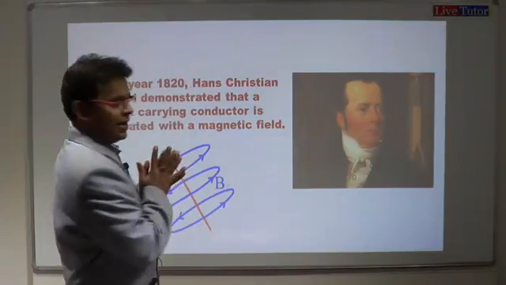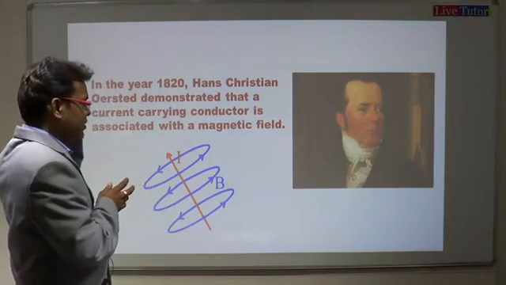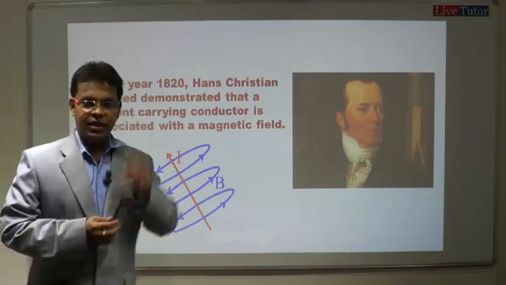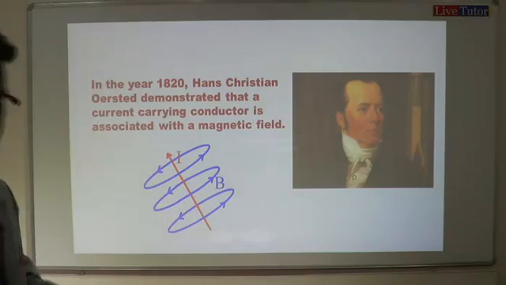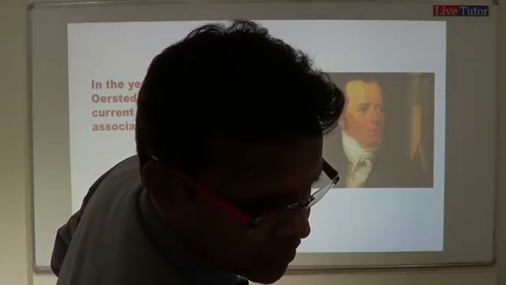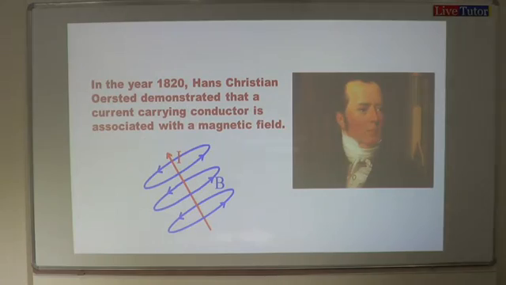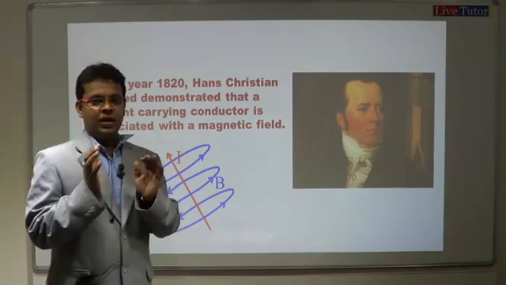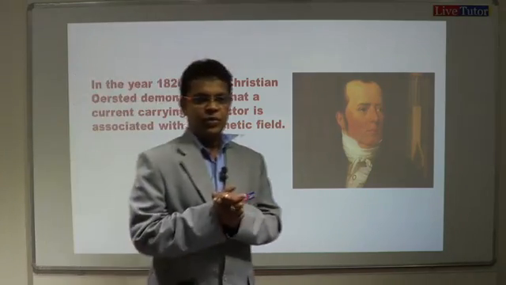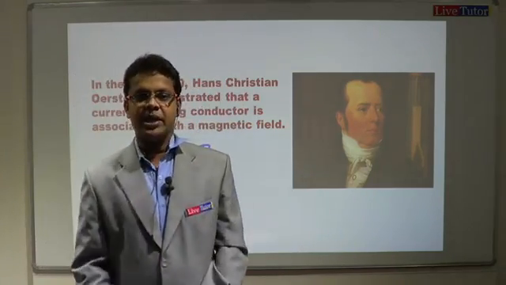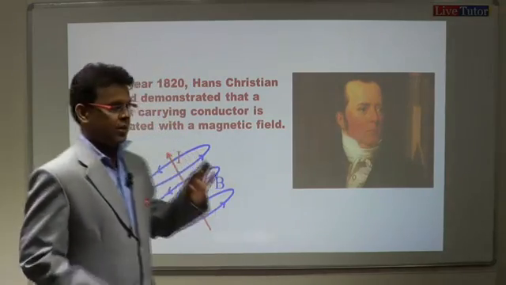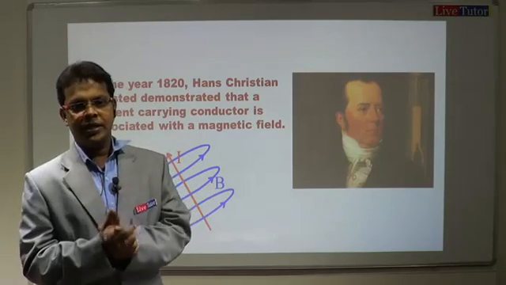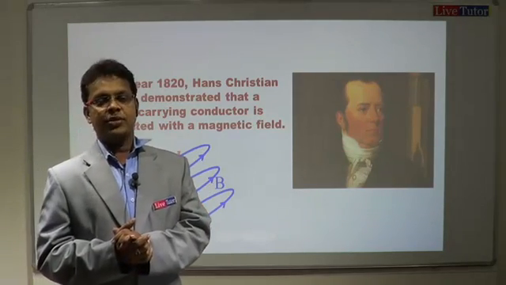So this is just an introduction only. We know that in the year 1820, it was Hans Christian Oersted who was instrumental in finding out the relationship if a current carrying conductor is placed in the magnetic field. He was the first person to demonstrate it. Though he found that idea, he only demonstrated how the current carrying conductor is associated with the magnetic field.